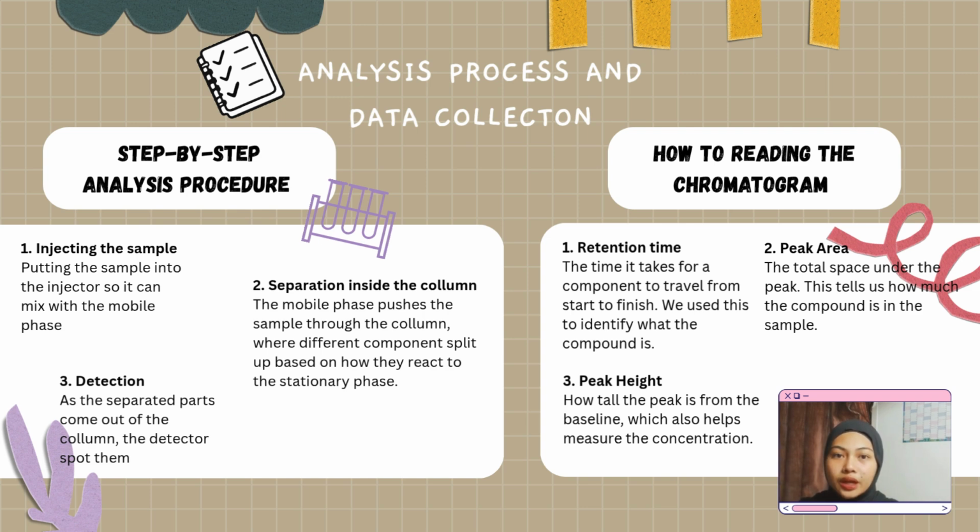Next, we look at the peak area and peak height. The peak area is the total space under the specific peak curve. This is super important because the bigger the area, the higher the concentration. So we use peak area and peak height for quantitative analysis, which tells us exactly how much of that substance is inside our sample.